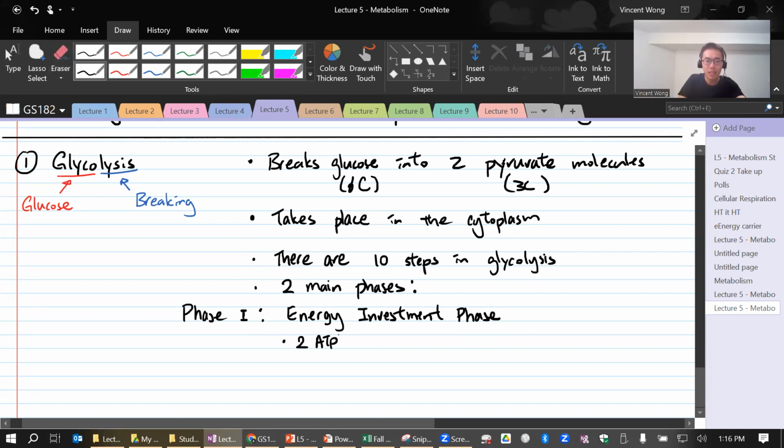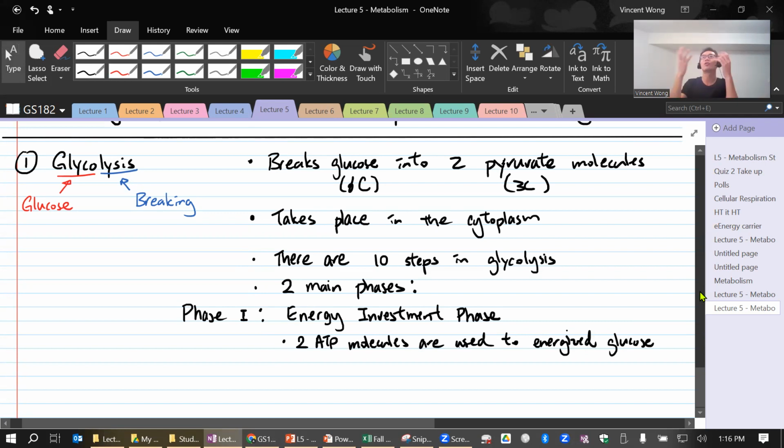2 ATP molecules are used to energize glucose. Think about us waking up in the morning. It's like, oh, so tired, I don't want to do anything. So you have to eat a little bit of food, drink some coffee, and now you feel energized. You're like, let's tackle the day. That's exactly what the energy investment phase is. You prepare the glucose, so it has enough energy to go on and do all these reactions.